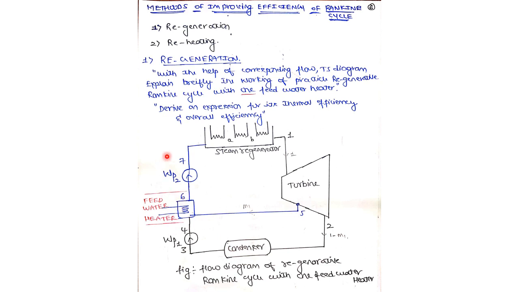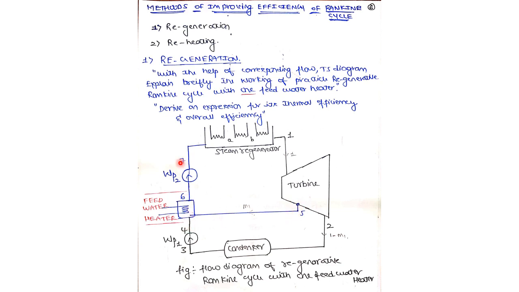Previously there was only one pumping work, from 3 to 4, and from 4 it was going directly to the economizer, correct? But in this arrangement, there is some new arrangement: state 5 is there, state 4, state 6 and state 7. What are these exactly? We will try to discuss them.